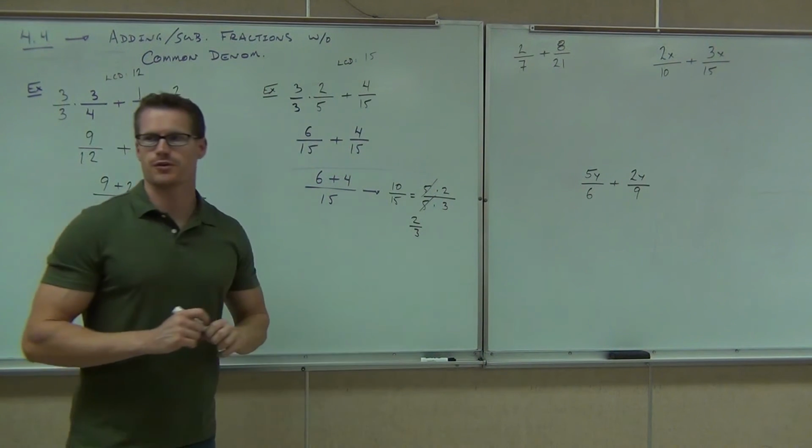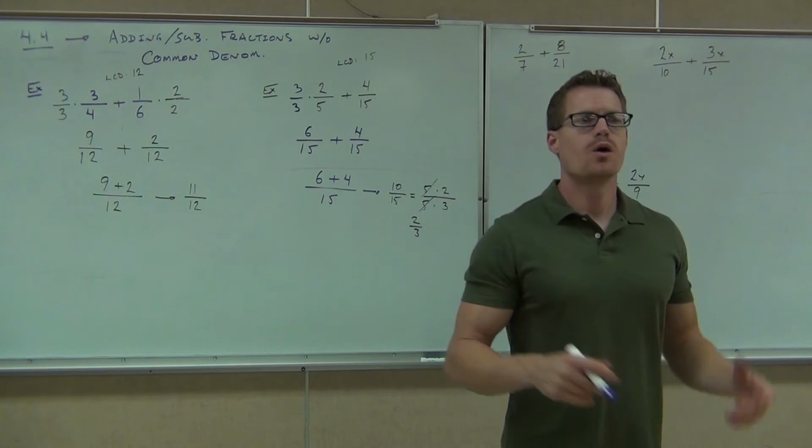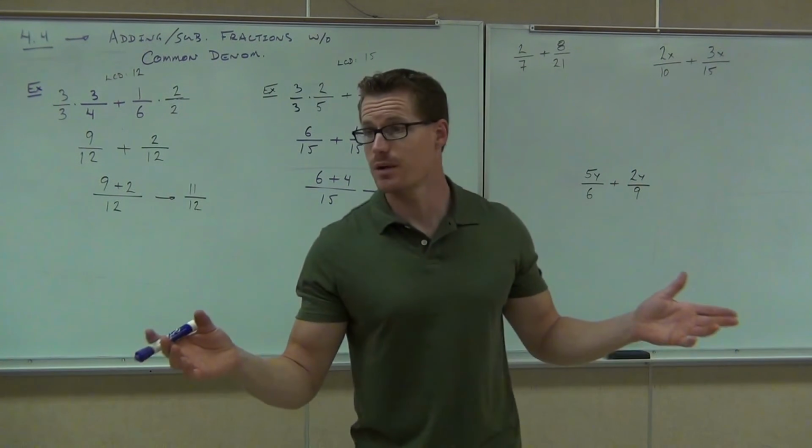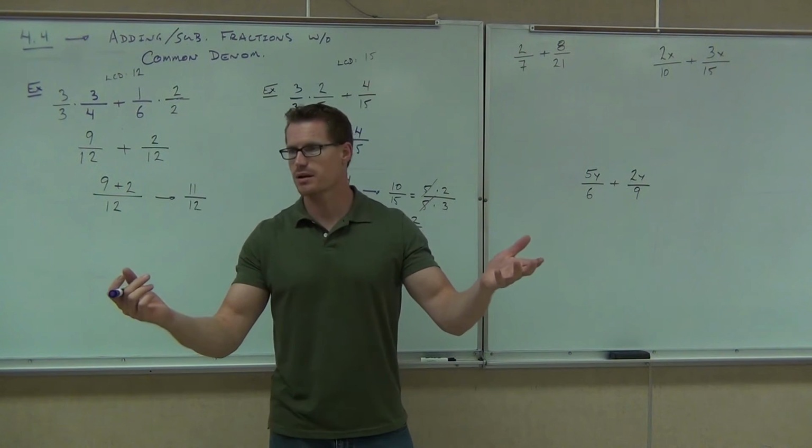Okay, we're back to start on the first one up here. So first example, we have 2 sevenths plus 8 over 21. We're going to start with the biggest denominator. Biggest denominator was 21. We check, does 7 go into 21? Yeah. Oh great, that's automatically our LCD right there.